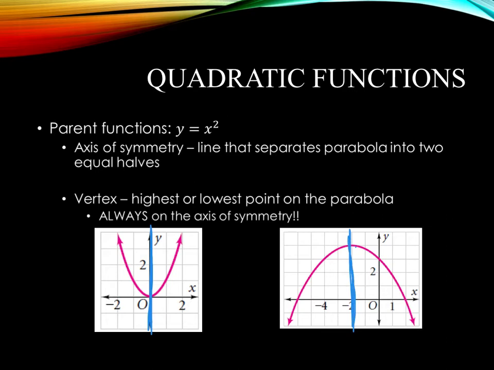We do have what we call a vertex on a parabola, and a vertex is just another word for either a minimum or a maximum point. Okay, so notice on my first graph, my vertex is going to be right here, and it does fall on the axis of symmetry. And on the graph over here on the right, my vertex is going to be right here. That's my maximum point, and that also falls on the axis of symmetry.